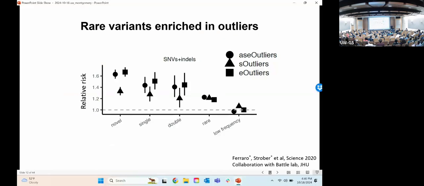So we first asked, okay, for these molecular phenotypes, are rare variants enriched in these outliers across the allele-specific expression outliers, splicing outliers, and expression outliers? And we stratified this by allele frequency, going from low frequency, which is about 5 to 1%, rare, less than 1%, doubleton, singleton, novel variants. And we see for all these different categories of outliers that there were SNPs and indels that seem to be modestly enriched in some of these outliers.